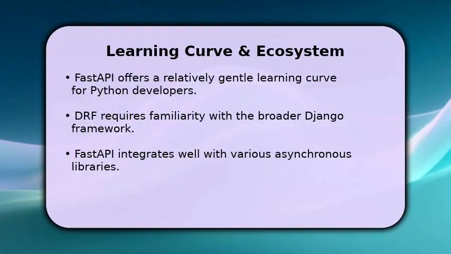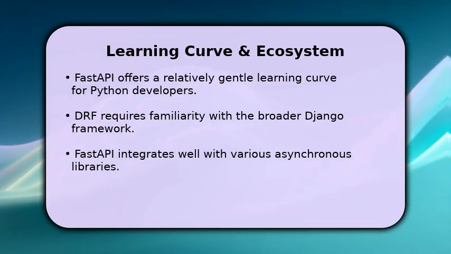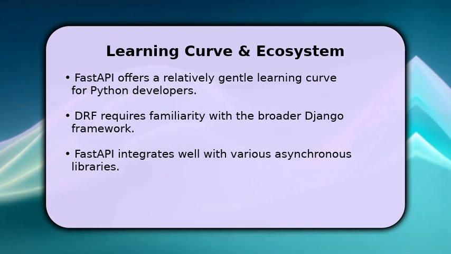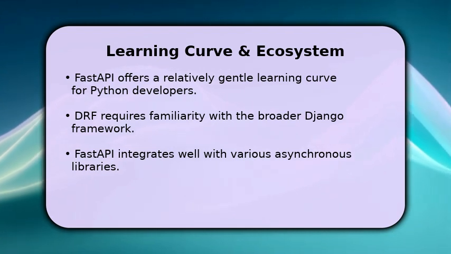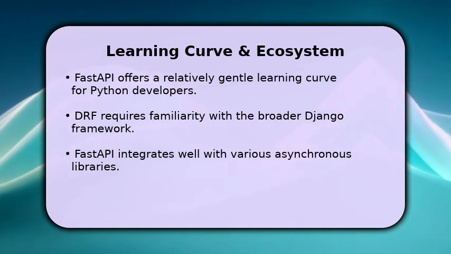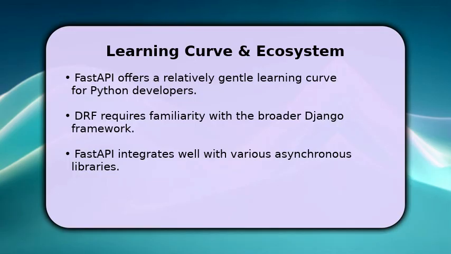Finally, let's consider the learning curve and ecosystem. FastAPI is generally considered easier to pick up for developers familiar with modern Python, especially due to its clear type hints and intuitive design. DRF, while powerful, does require a solid understanding of the broader Django framework, which can be a steeper initial learning investment.